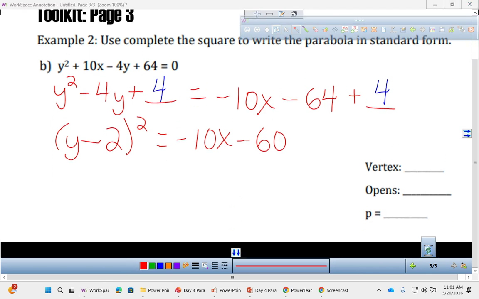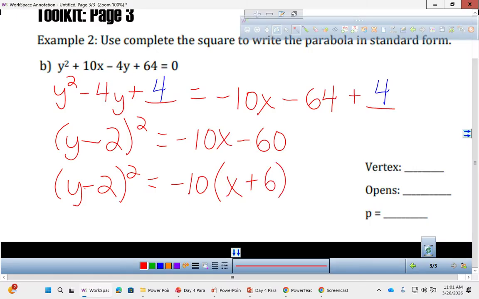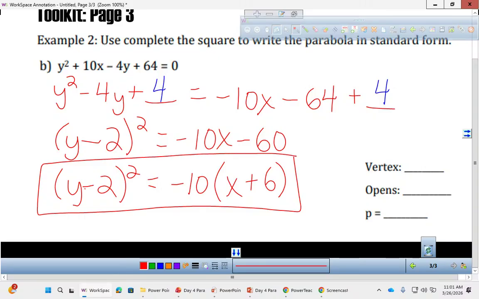Almost looks like a parabola, but a parabola has parentheses on this side too. So now I just have to do the GCF. The GCF between negative 10x and negative 60 is a negative 10. So I can divide the negative 10 out of each of those. And I end up with x plus 6. So this is the standard form of the parabola.